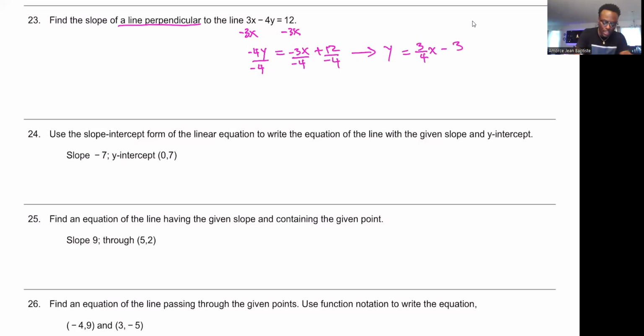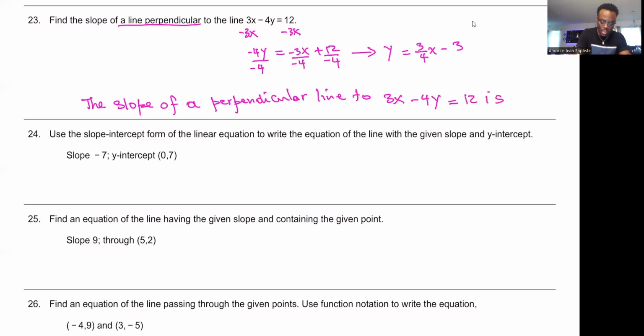The slope of this line is 3/4, and the slope of a perpendicular line to 3x minus 4y equals 12 is -4/3.